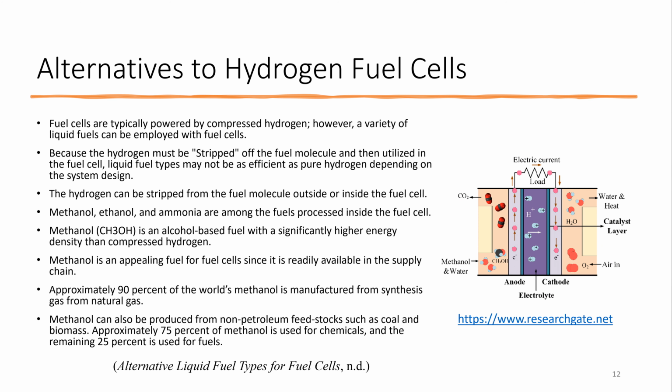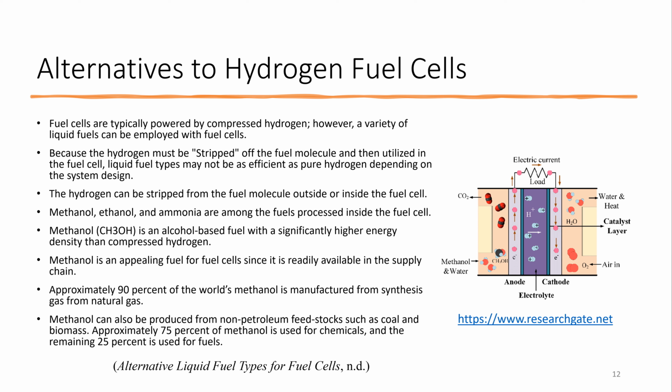Now that we've talked about the pros and cons of hydrogen fuel cells, let's look at some alternatives. Fuel cells are typically powered by compressed hydrogen. However, a variety of liquid fuels can be employed within the fuel cells. Because hydrogen must be stripped off the fuel molecule and then utilized in the fuel cell, liquid fuel types may not be as efficient as pure hydrogen, depending on the system's design. Hydrogen can be stripped from the fuel molecule outside or inside the fuel cell. Methanol, ethanol, and ammonia are among the many fuels processed inside the fuel cell.